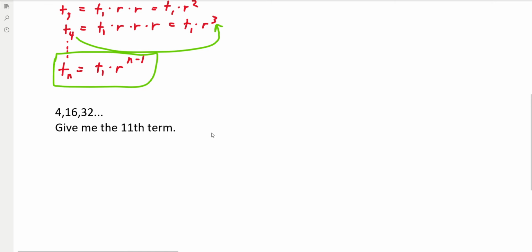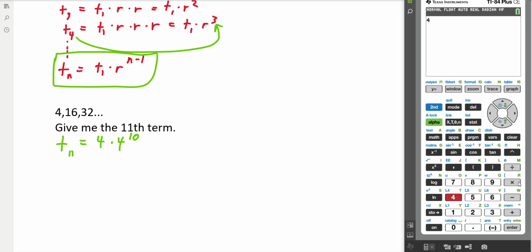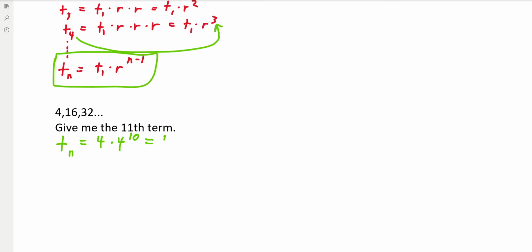So what are we going to do? T11 equals T1, which is 4, times r, and I made the r value also 4, so that probably wasn't the best plan of action, but that's okay. And then to the 10th. Okay, let's try this out. So 4 times 4 to the 10, it's going to be a big number. Okay, it's not too bad. Could be worse. So 4,194,304.